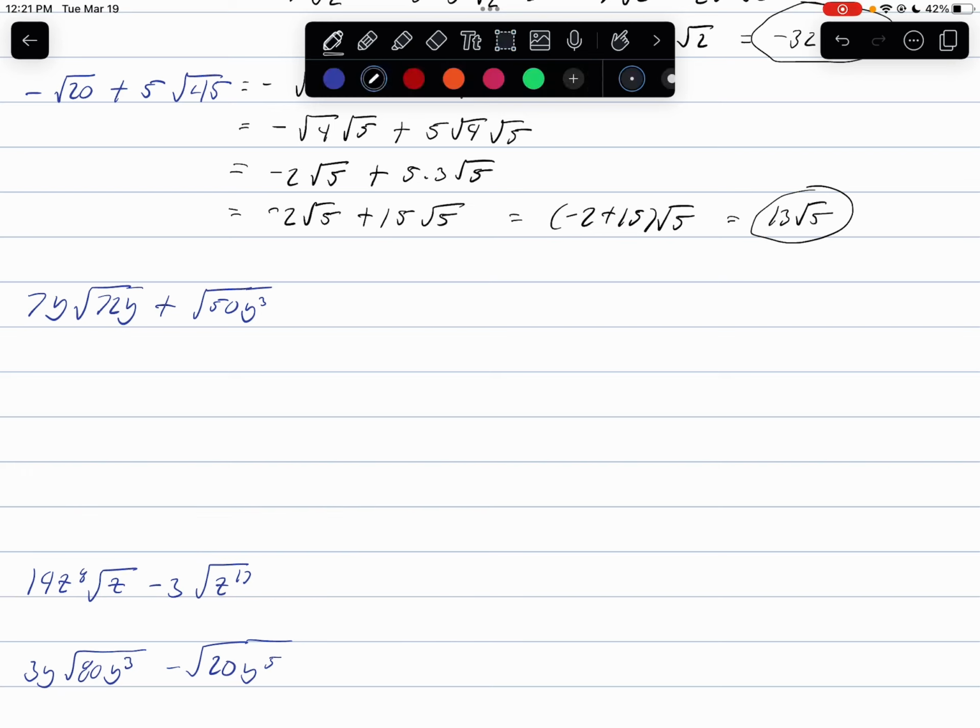Now things get a little more complicated. Here we have 7y times the square root of 72y plus 50y plus the square root of 50 times y to the third. Okay, so here we want to see what we can simplify. I'm guessing we're going to want to keep a y underneath here. That's fine. But 72 we could divide by, perfect. If we divide 72 by 2, that'll give us 36 times 2, so we'll have a perfect square of 36. And then 50 we could do 25 times 2.